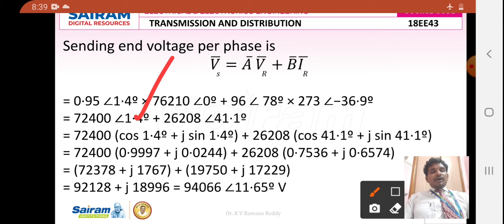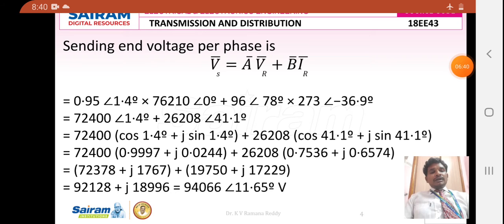E power j pi r, that we can write as e power j theta, cos theta plus j sin theta. So cos of 41.1 degree plus j into sin 41.1 degree. After doing simplification here, we got the overall voltage in rectangular form, that is 92,128 plus j of 18,996, or in polar form we got 94,066 at an angle of 11.65 degree volts. Now we have calculated the sending end voltage.